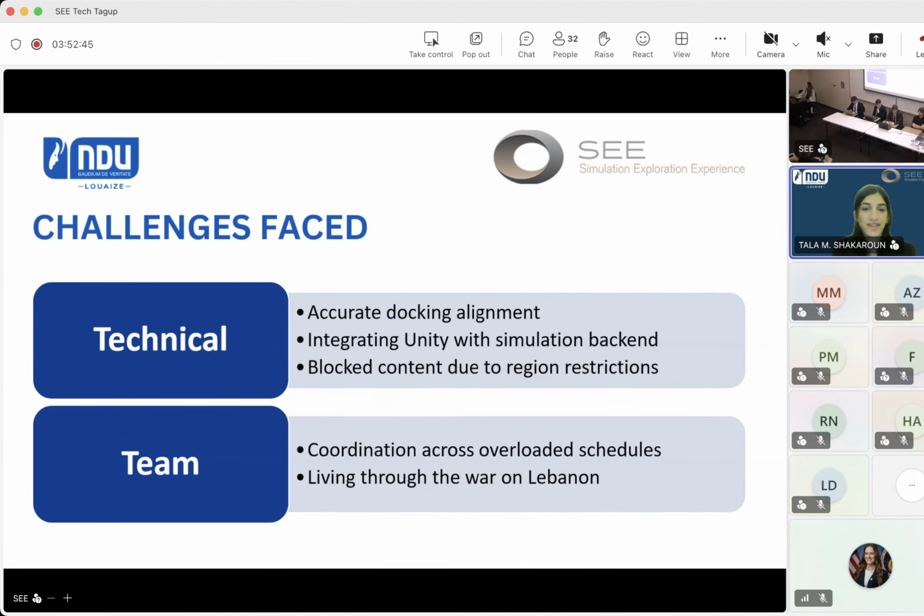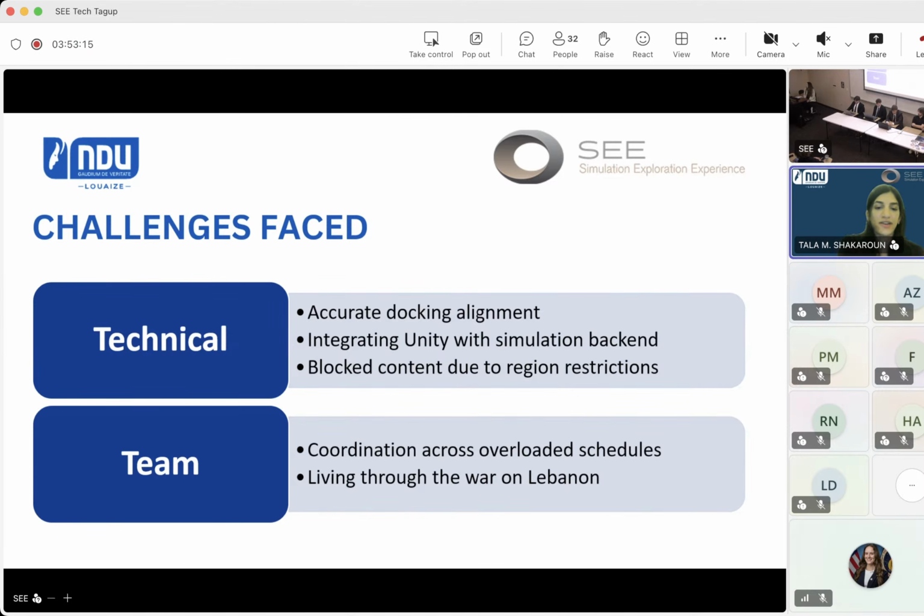Another challenge was integrating Unity with the simulation backend. We had to connect the visual side of the simulation with the HLA style logic, including federates, RTI, communication, publishing state data, and subscribing to commands. That was kind of a big issue, but fixing it gave a very good insight on how different systems and platforms communicate and connect. We also faced some blocked content, unfortunately, due to the region restrictions. We live in Lebanon, which made access to certain references or resources very difficult.